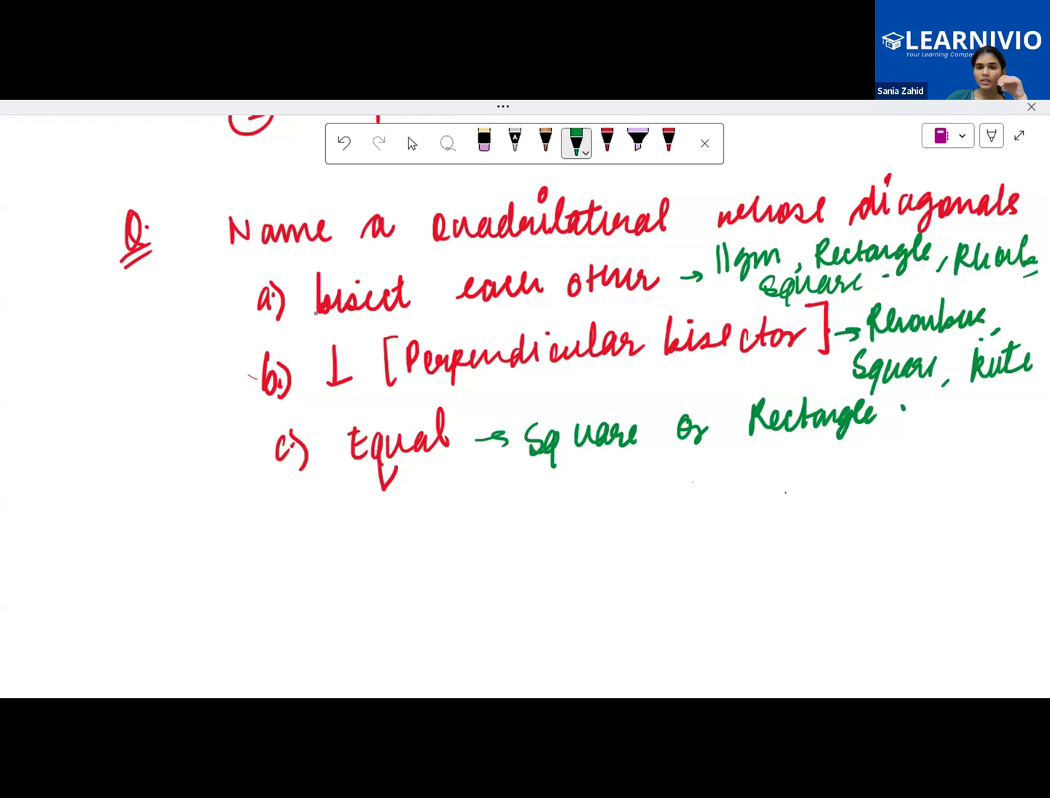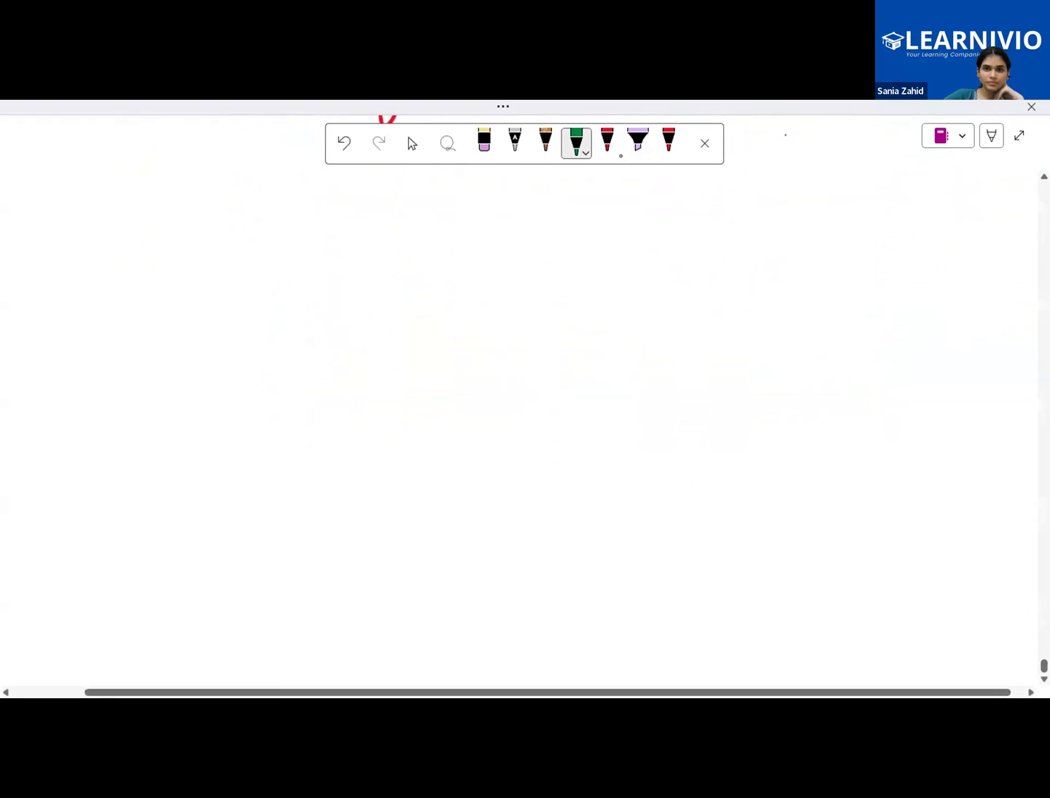So in bisector, you can write all: a parallelogram, rectangle, a rhombus, and a square. All of them are bisecting each other. In perpendicular bisector, you have to be specific. You will write only rhombus and square and kite because they are cutting each other at 90 degrees. Equal, you only have square and rectangle. Their diagonals are equal. For a rhombus and a parallelogram, the diagonals are not equal. You understand? Yes, ma'am.